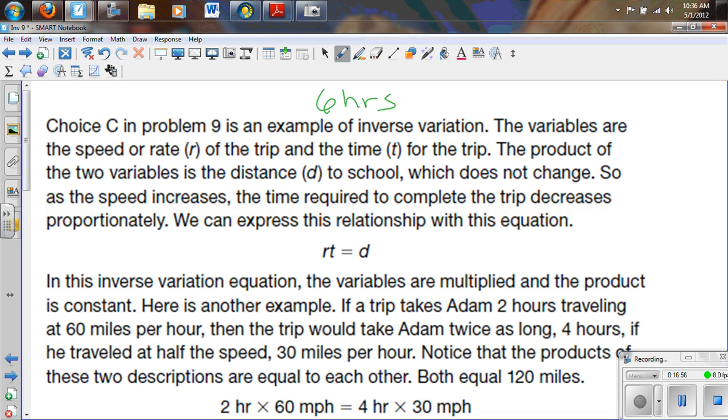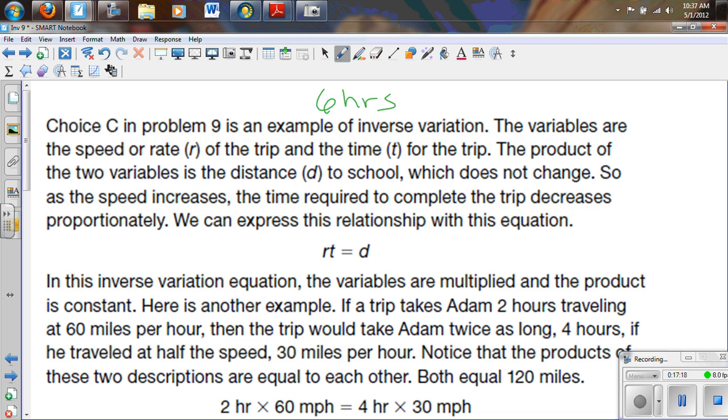What we've been talking about is if you have more lawn to mow, then it's going to take you more time. But this is saying if you have more lawn to mow, it's going to take you less time because there's more than one person doing it. So that's what inverse variation is talking about.